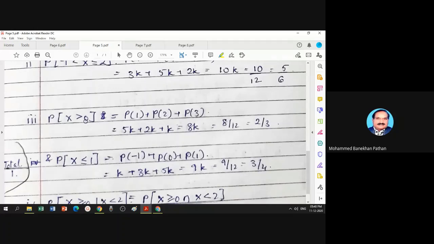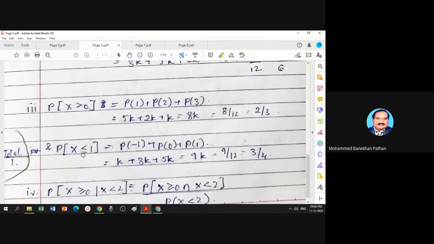You have the second part in the third bit, probability X less than or equal to 1. Now I want those values which will satisfy this condition in the given table. So X less than or equal to 1 has possible favorable values minus 1, 0 and 1, because the equal sign is there. Here it was strictly greater than 0, so I started from 1. By putting the corresponding probabilities, replacing the value of k and simplifying, you get the answer.